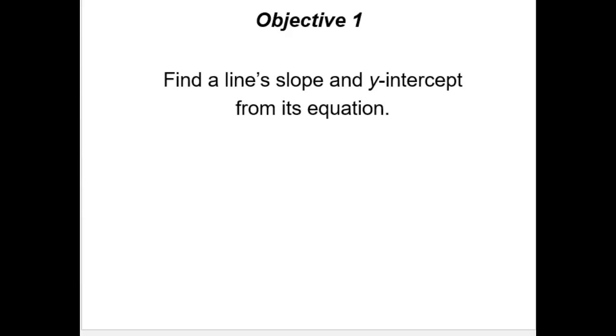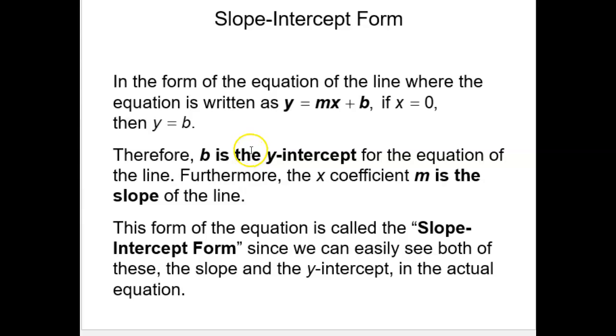Today we are going to talk about equations of lines and what they can tell us about some characteristics of the line, specifically the slope and the y-intercept. Lines can be written in a couple of forms. The equation of a line can be written as 3x plus 2y equals 5, which would be one example, and we call that standard form: ax plus by equals a number.